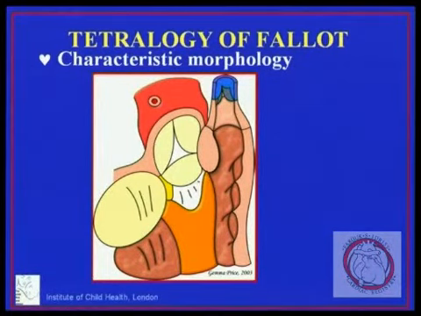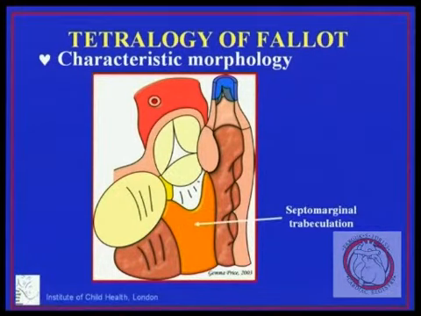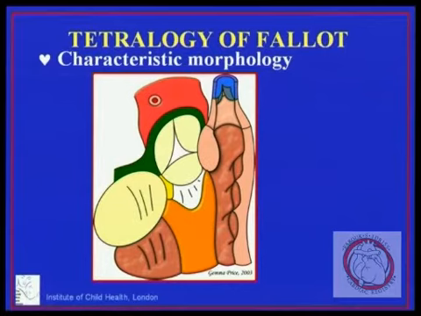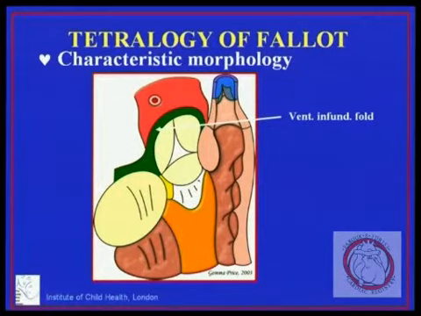So here is the septomarginal trabeculation, or the septal band, and the feature of tetralogy is that the interventricular communication, or the ventricular septal defect, is between the limbs of the septomarginal trabeculation. But what we can also now see is the extensive inner heart curvature that is supporting the part of the aortic valve that arises from the right ventricle. And this is the part that we now name the ventriculo-infundibular fold.